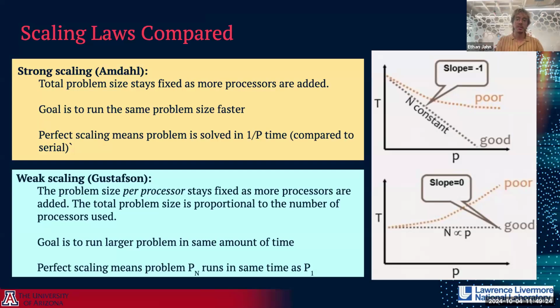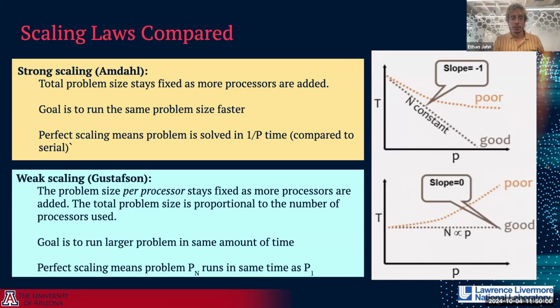And then we can see there also poor scaling would be, for Amdahl, if the time to completion decreases, but not quite as fast as we expected it to. And then poor scaling in the case of Gustafson would be as I increase my number of processors and as I increase my problem size, the time to completion actually starts to increase as that problem gets bigger. So hopefully this makes sense. If there are any questions, feel free to let me know.